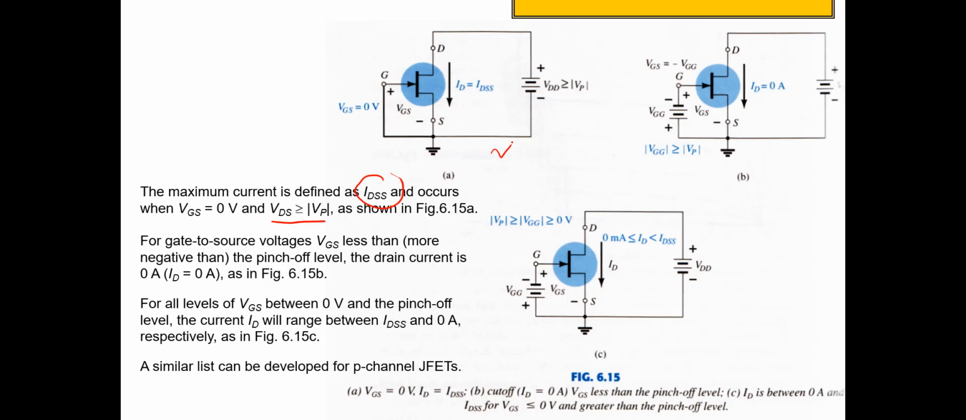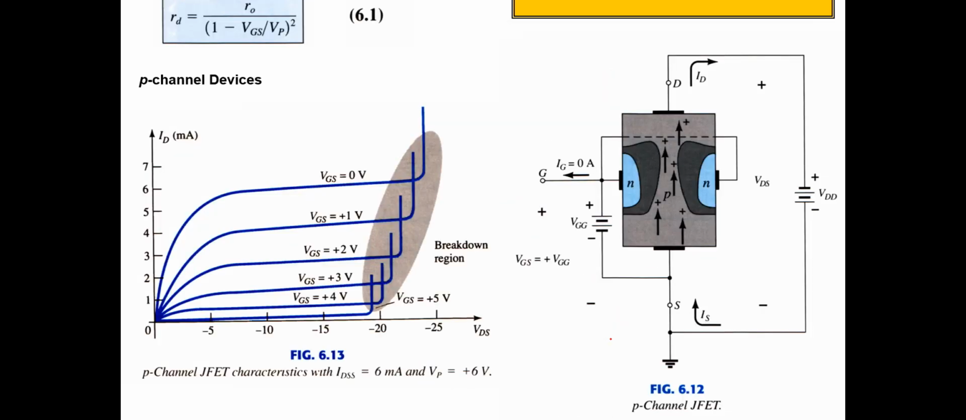If the gate-to-source voltage VGS is less than the pinch-off level, a negative value of VGS, then the drain current is 0, so ID is equal to 0. And for all levels of VGS between 0 and the pinch-off level, the device operates in the ohmic region, as you can see from here.